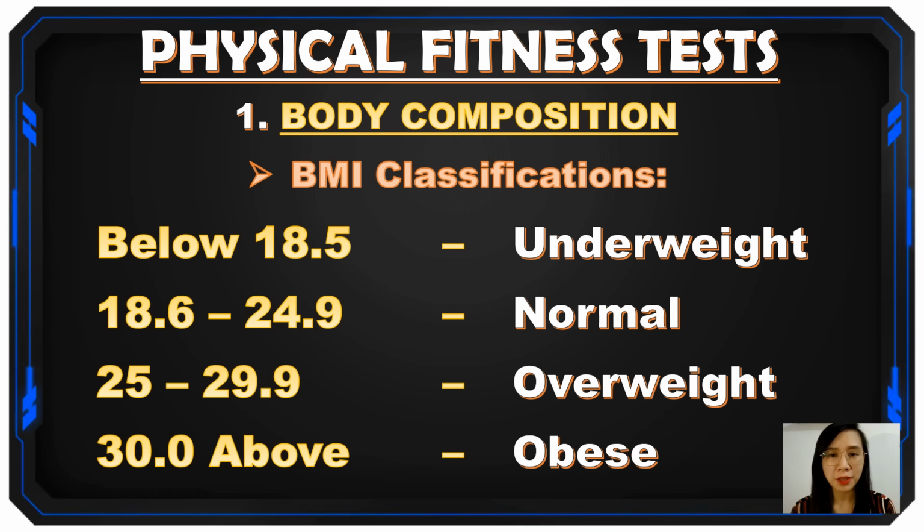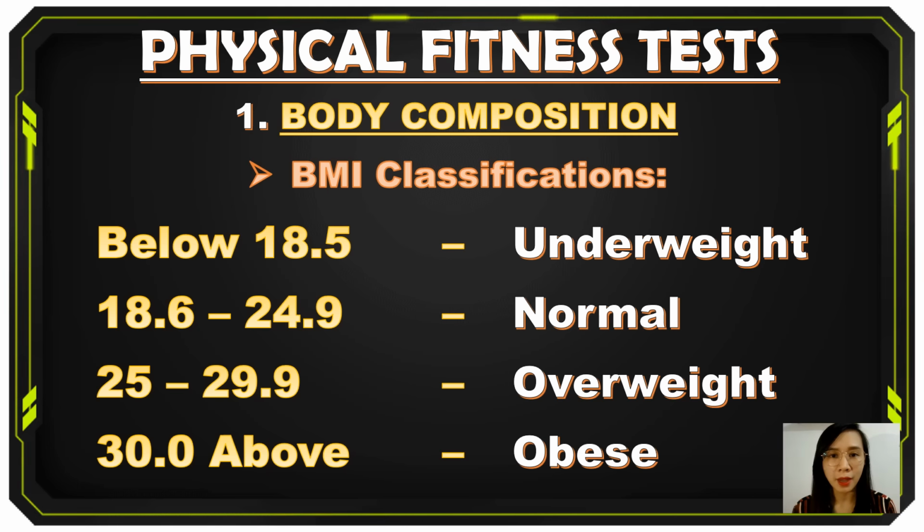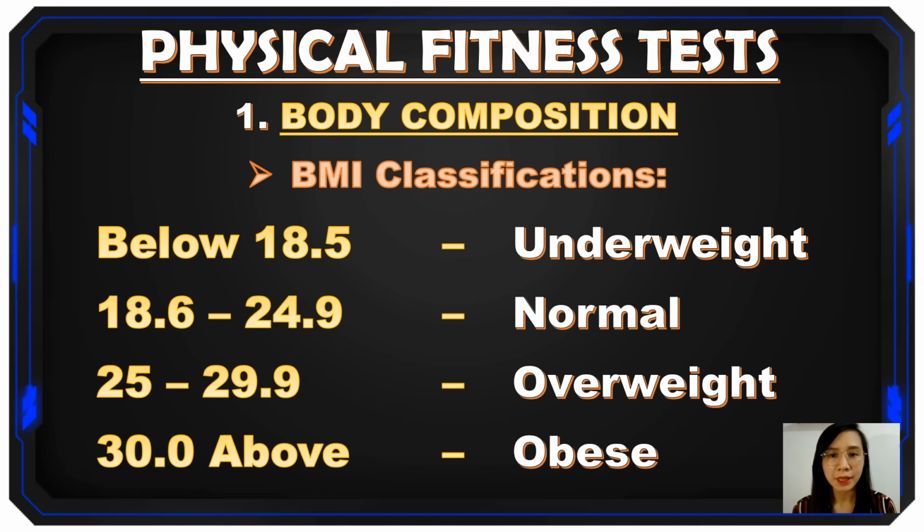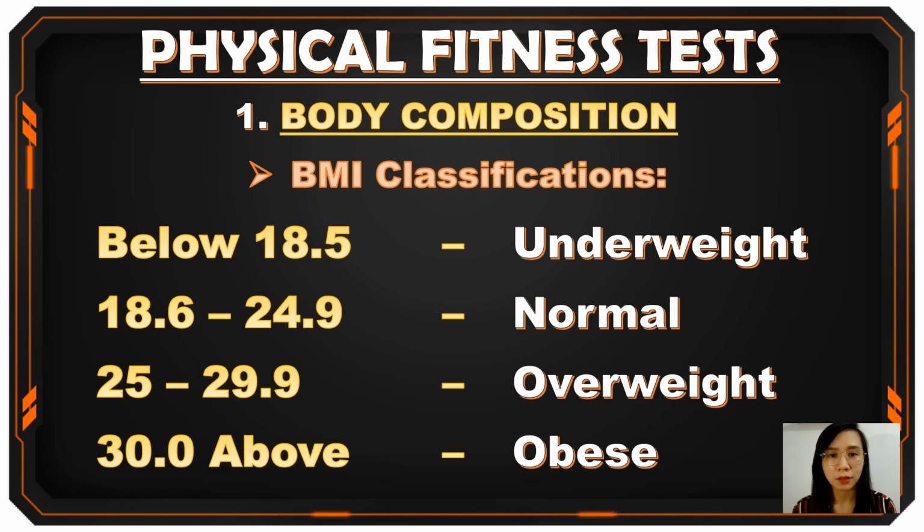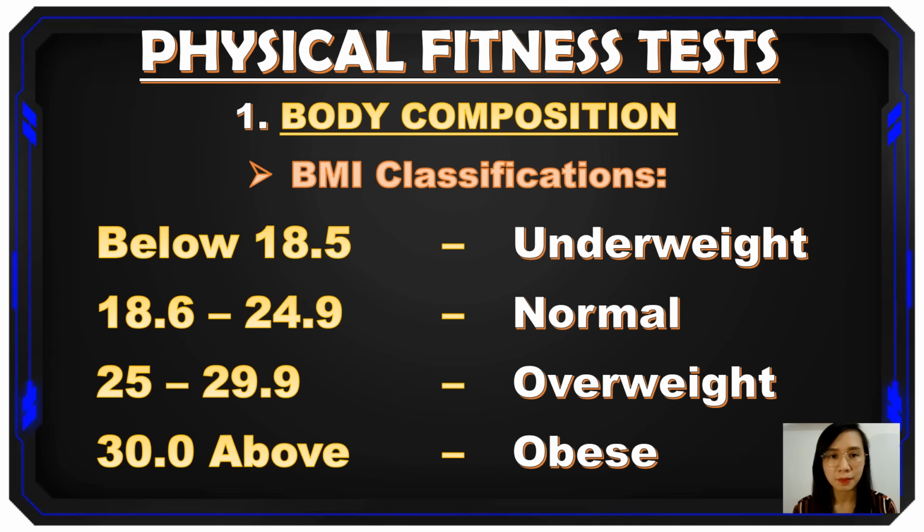After computing for the BMI, you will need to classify it to know whether you are underweight, normal, overweight, or obese. Here is the list of those classifications. If the computed BMI is below 18.5, that is considered as underweight. If 18.6 to 24.9, it is normal weight. If 25 to 29.9, it is overweight. And if 30 and above, it is obese.